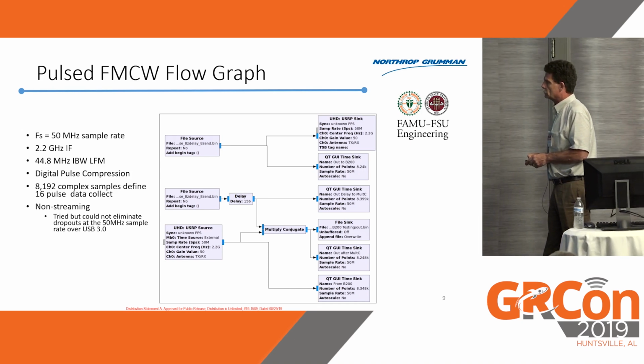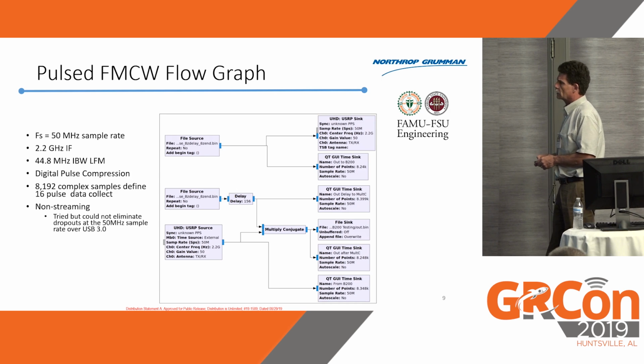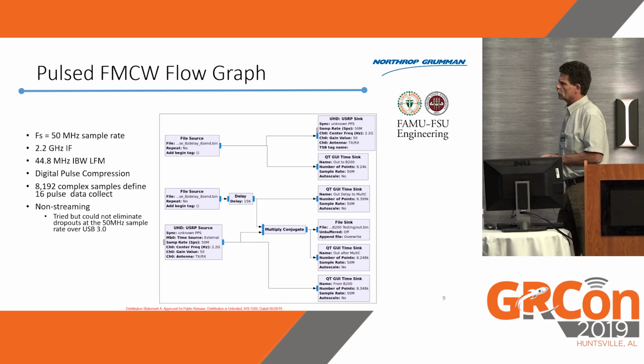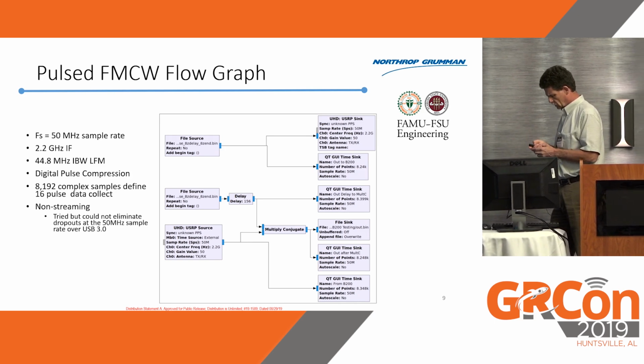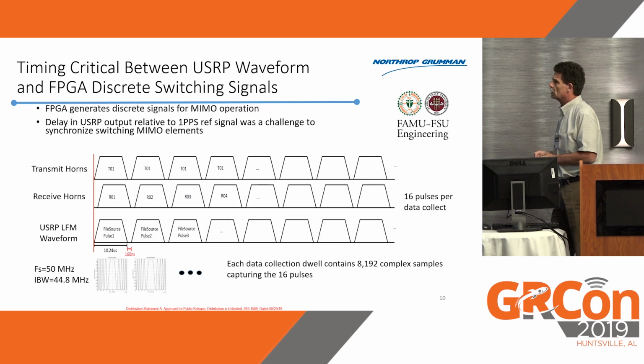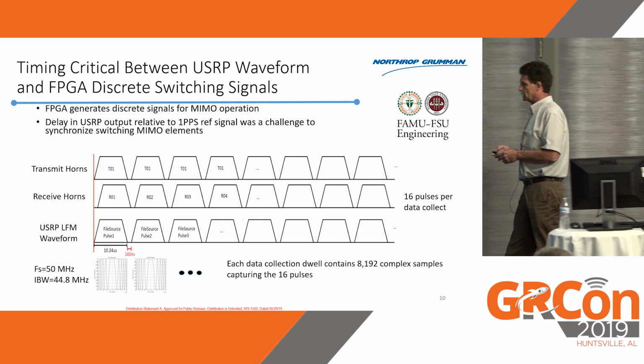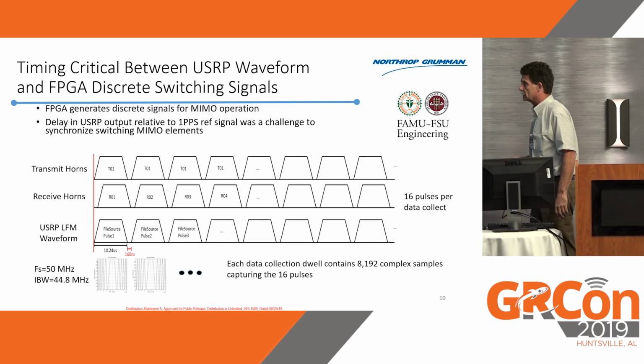On receive, we take the receive signal, and then we do a conjugate multiply with a version of the transmit, and then we go into the instrumentation and take a look at it. And again, we couldn't get the streaming over the USB with 50 megahertz. So what we had to do, I think it's coming up next. Well, actually, it's going to be after this. This is the timing. This is what we had to do from a timing standpoint.